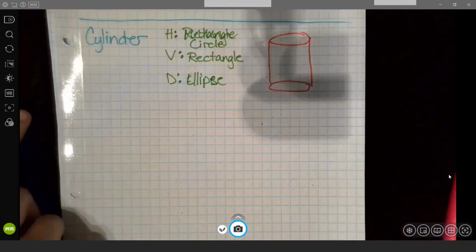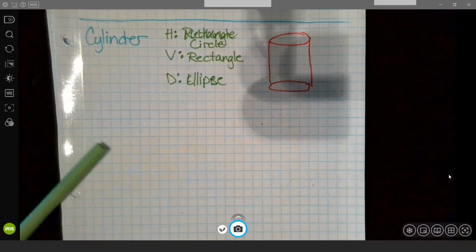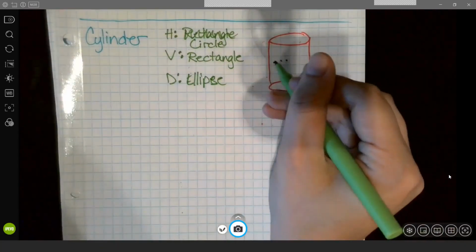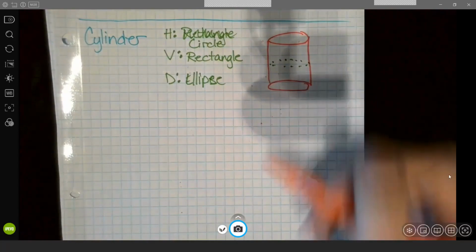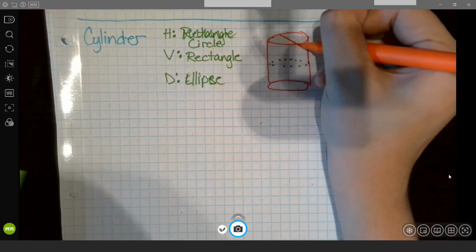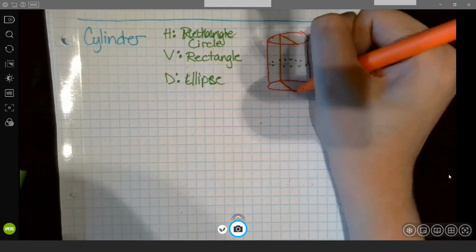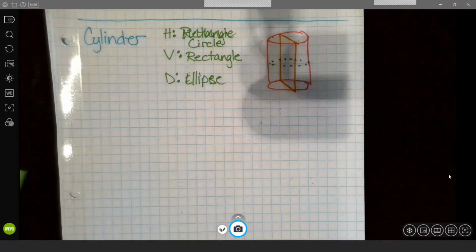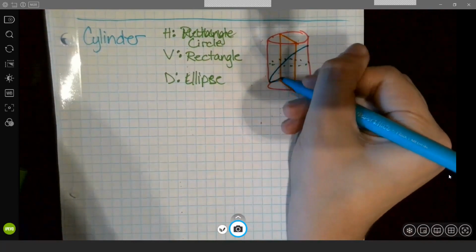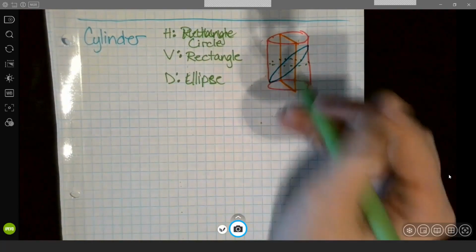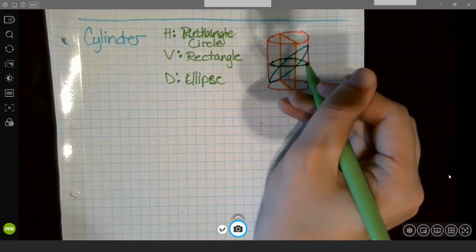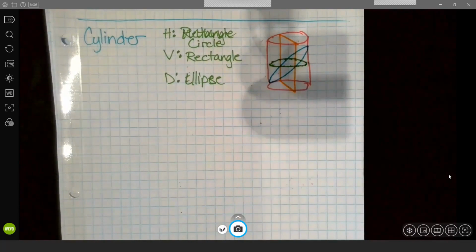So let me show you what that would mean. If you cut horizontally, you get that beautiful circle. If you cut vertically, you get that beautiful rectangle. And if you were to cut diagonally, you would get an ellipse, just like that. So see, there are 3 different shapes that transition into each other that help to make what this 3D image is. And that is all for cross section for today.